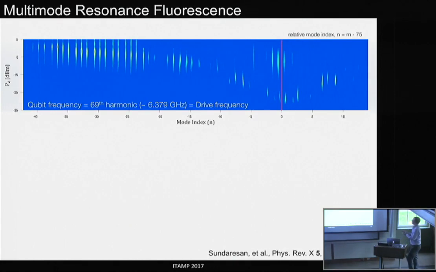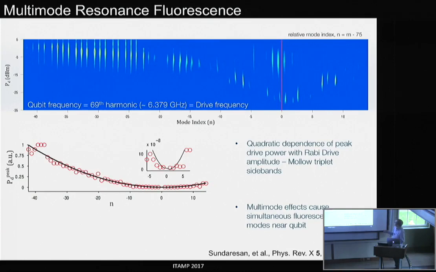So one thing we can do is drive it at some particular mode. I think this is the 75th mode that we are driving the system at. And as you drive it at the 75th mode, you see photons come out at all of the other modes of the system, which is maybe not surprising, but kind of fun.